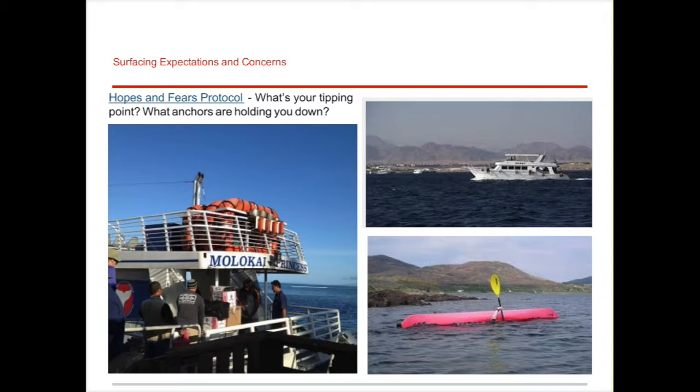Well, I think we'll go ahead and move on. We just have a few other things to talk about in terms of setting up your district or your school for success and getting that support that you need for your initiative. So the next thing we need to talk about is surfacing those expectations and concerns.